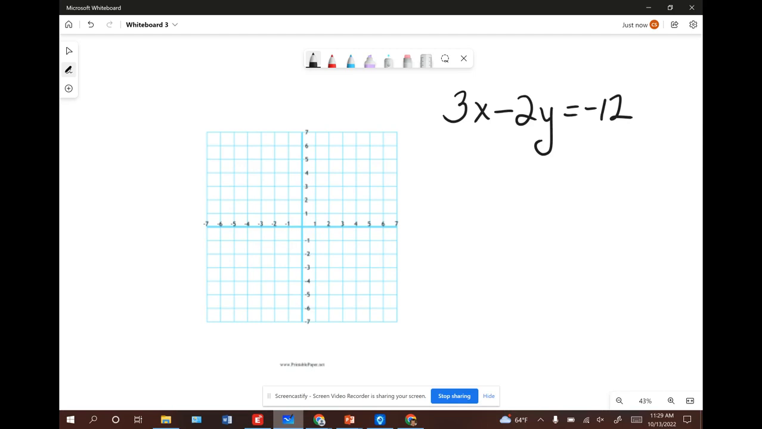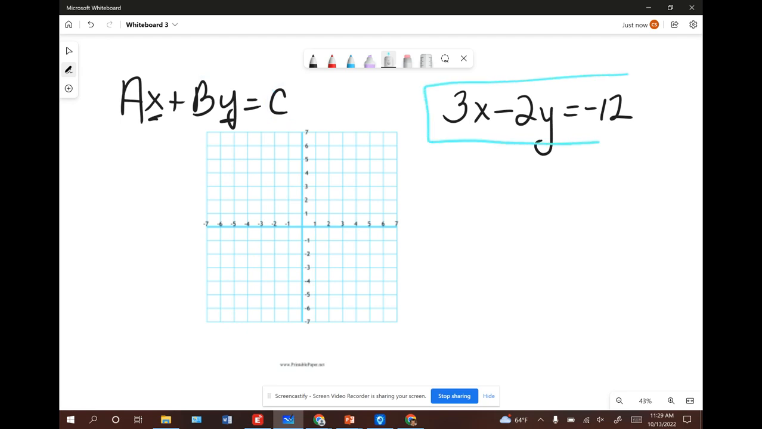Hi guys, we're going to talk about graphing in standard form. Standard form looks like Ax + By = C. So you still have your x and your y, but A and B are numbers that come before the x and y. So x and y have coefficients, and then there is a constant, or a plain number, on the other side. An example is right here: 3x - 2y = -12.